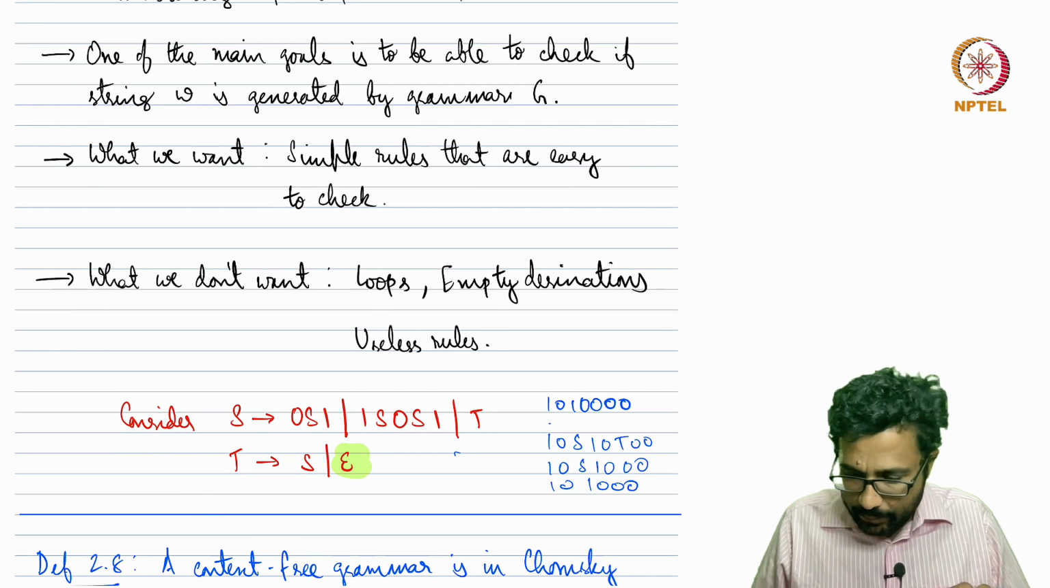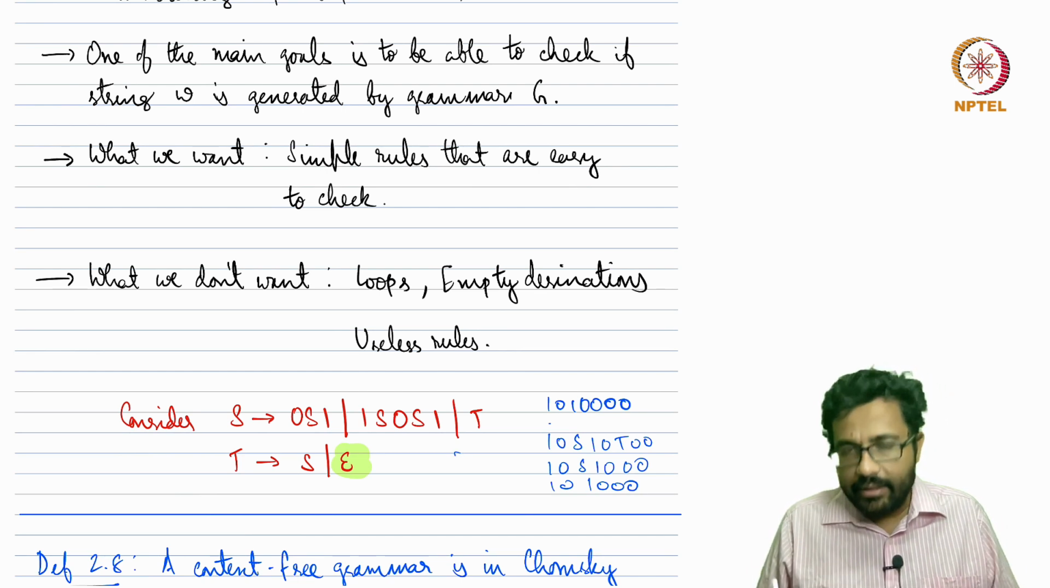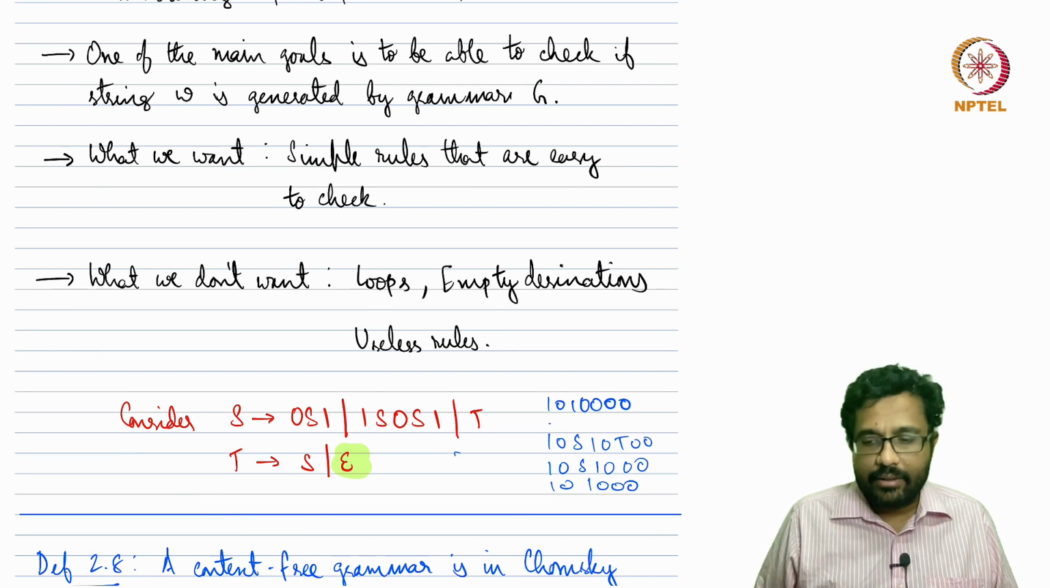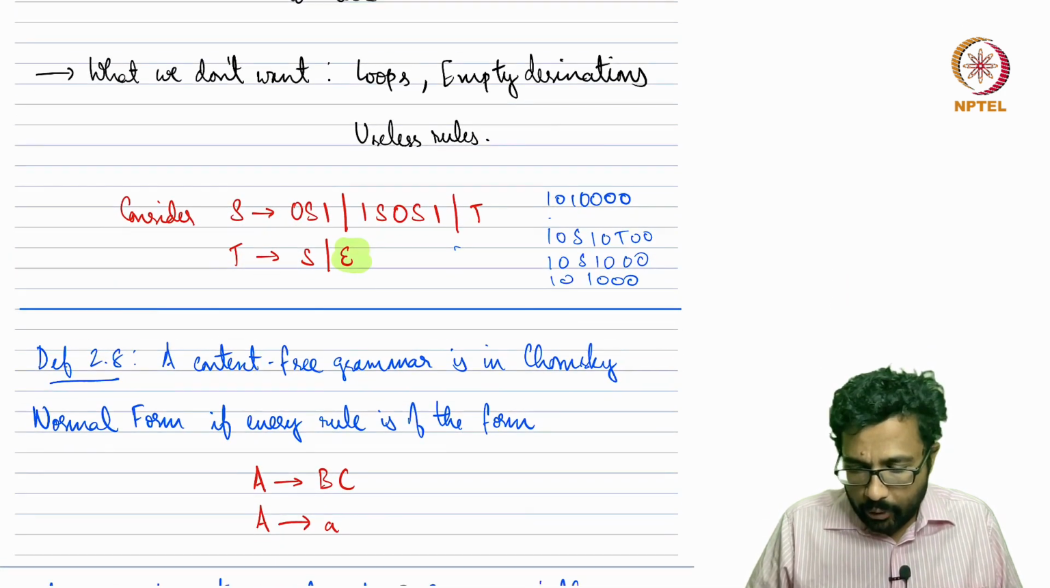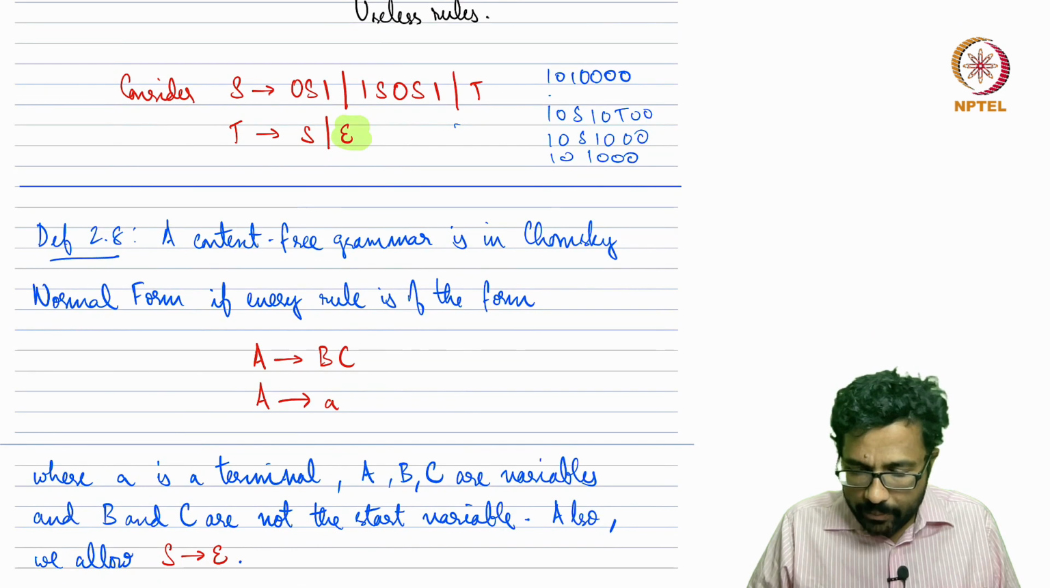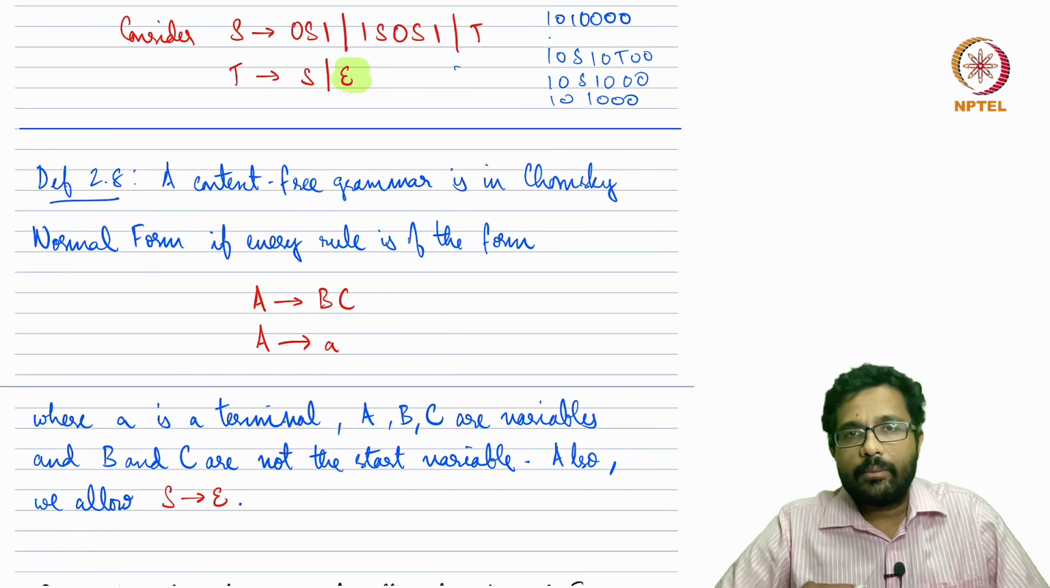So that is the brief motivation of why we would like more structure. And with this brief example, I hope it's clear why in general the structure of context free grammar is not strong enough to ensure such an algorithm. So that is the motivation for Chomsky normal form. So what is Chomsky normal form?